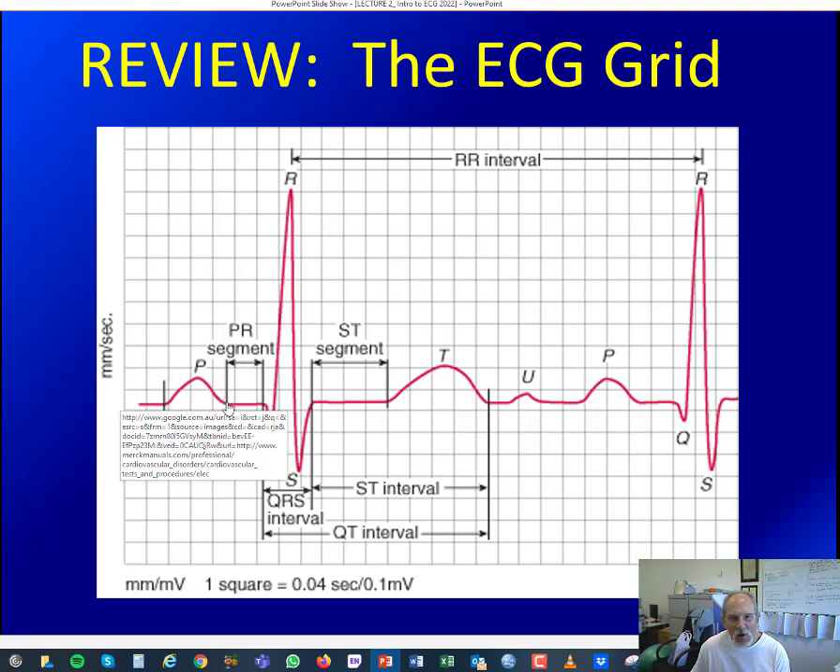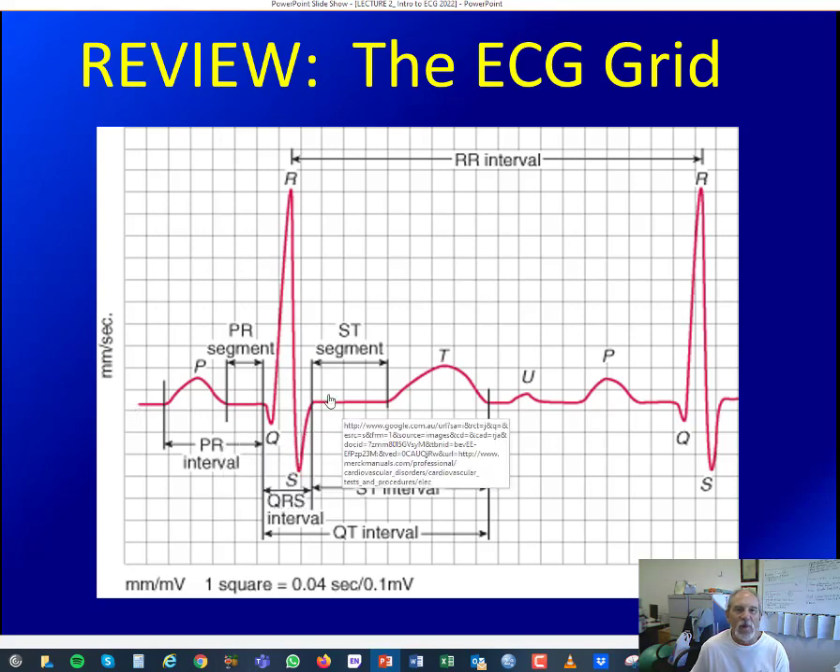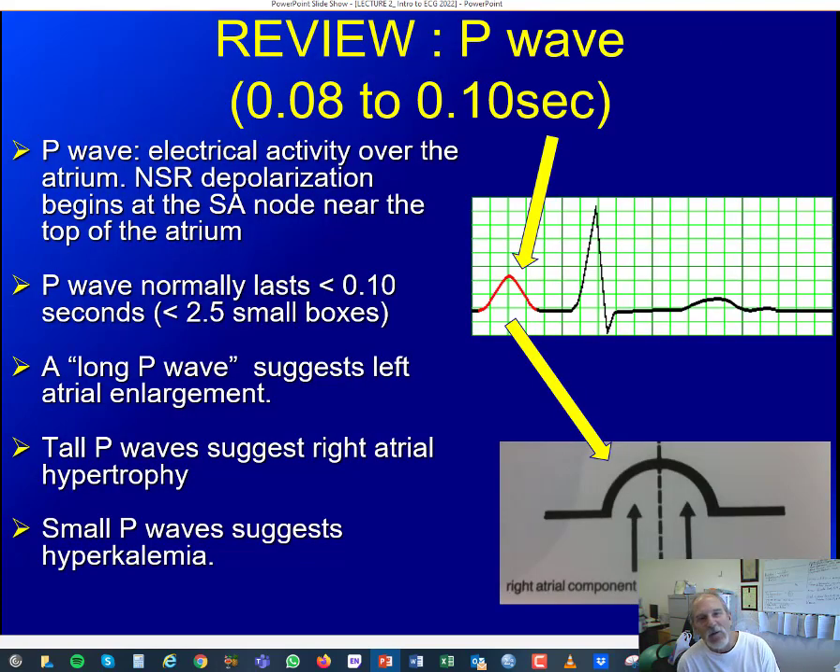Notice that you can see almost a straight line that goes through here. That's called the isoelectric line, and that's important because when you look at any ST segment changes, it's always relative to that isoelectric line. So P wave. You can read through this on your own, but basically it should be 0.08 to 0.10, and it represents depolarization of the SA node, which, as I mentioned, is in the top of the right atrium. So you need to know it's 0.08 to 0.10, or roughly 2.5 boxes, less than 2.5 boxes. Now, if it's long, that can suggest atrial enlargement, and if it's tall, that can mean atrial hypertrophy.